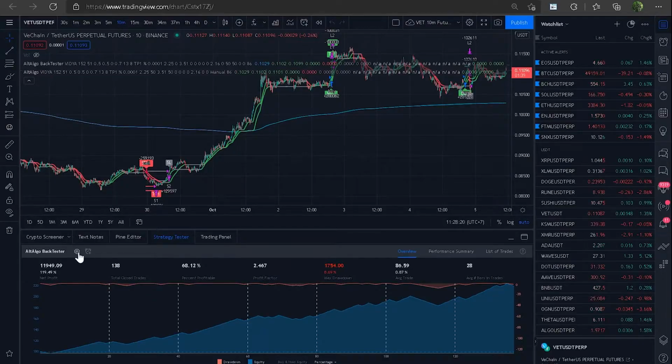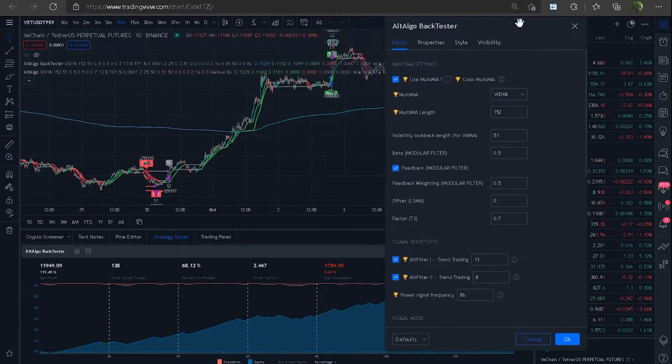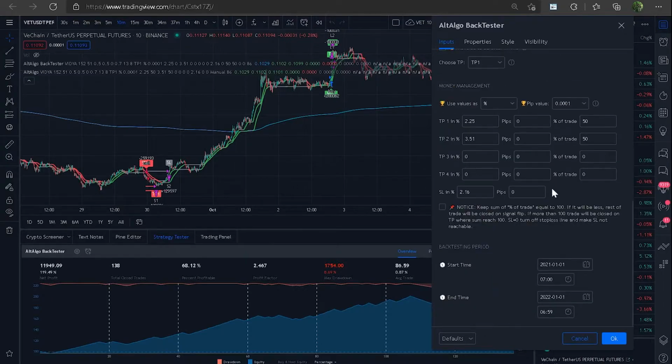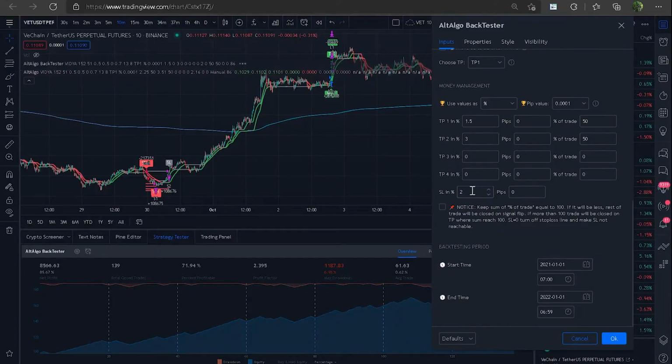Okay, so how to do this? One possible approach is the same as before, but we could start by, for example, here we're going to aim for, let's say, 1.5. Here we take 3, and then the stop loss we take 2. So that means if take profit 2 is hit, we are already in a positive risk reward ratio because the stop loss is 2 and the take profit 2 is 3. So this is a good start.